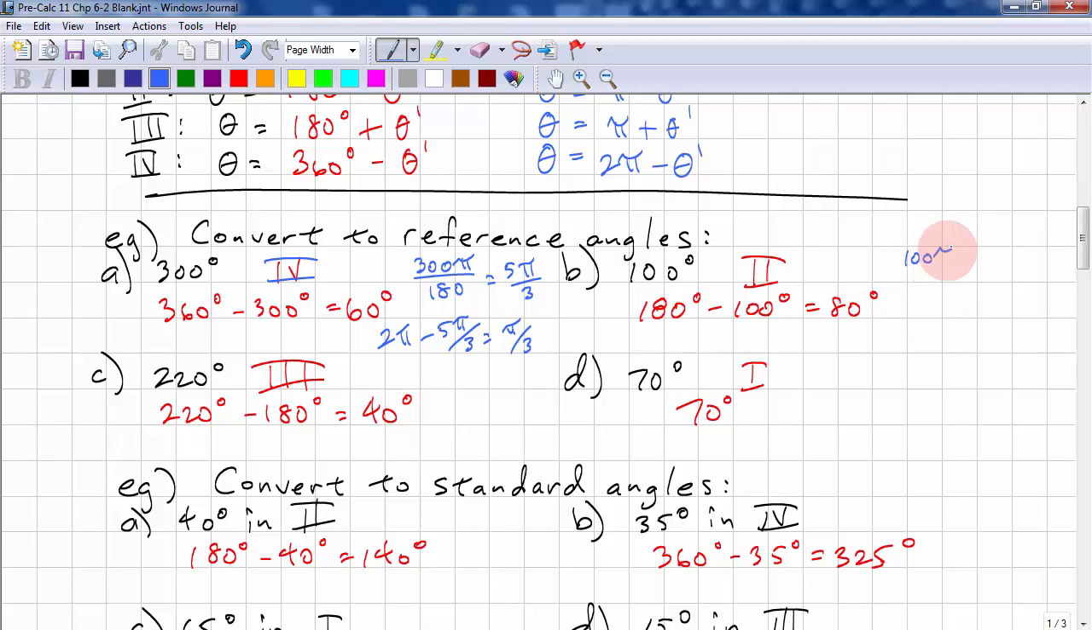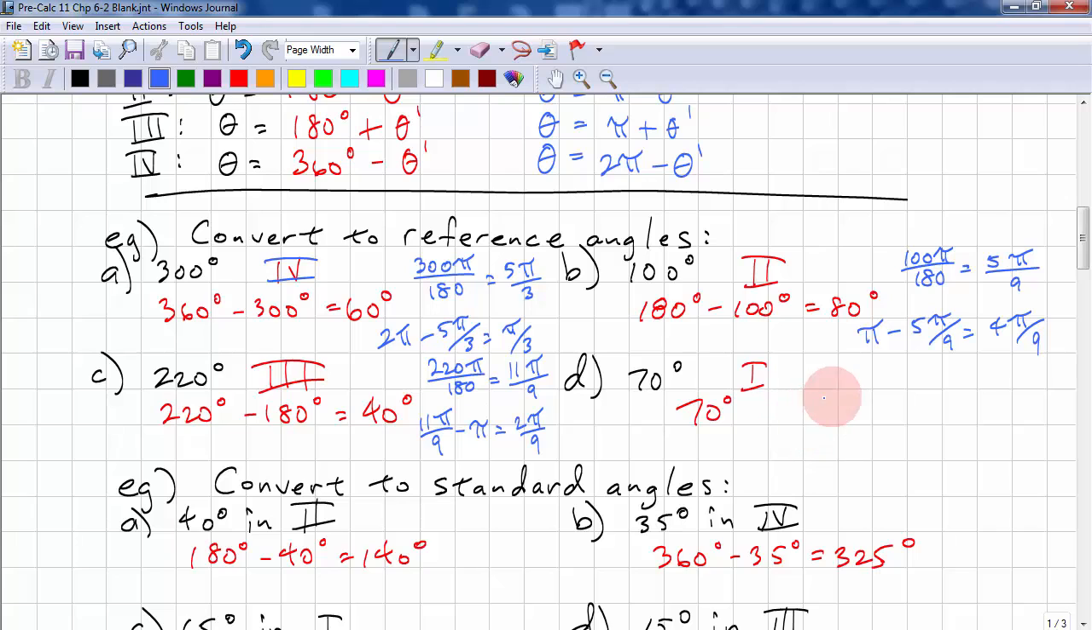Again, this is 100 pi over 180. This simplifies to 5 pi over 9. And in quadrant 2, we do pi minus 5 pi over 9. This gives us 4 pi over 9. And C's in quadrant 3. 220 pi over 180. This reduces to 11 pi over 9. Here we have 11 pi over 9 minus pi. So that's 2 pi over 9.